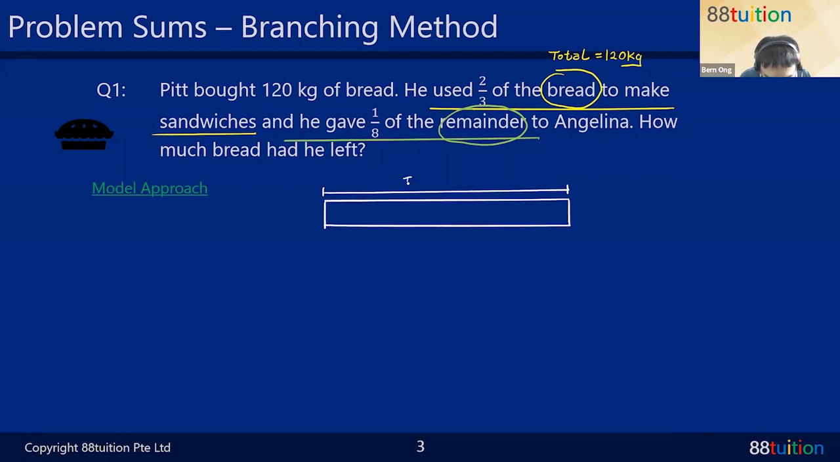120 kg. Is that okay? Total is equal to 120 kg. Then what happened? He used 2/3 of the bread to make sandwiches.